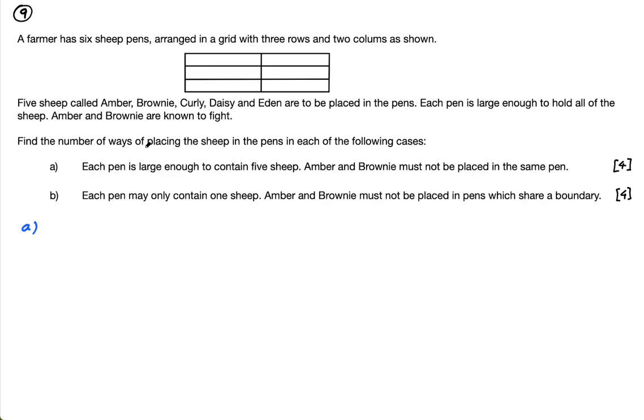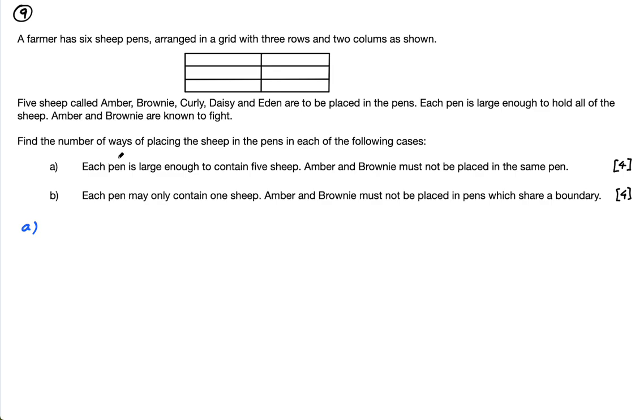This is difficult. So we have 5 sheep called A, B, C, D, and E. Nice and easy to remember. They're being placed in these pens. Each pen is large enough to hold all of the sheep. Amber and Brownie are known to fight. Find the number of ways of placing the sheep in the pens in each of the following cases.